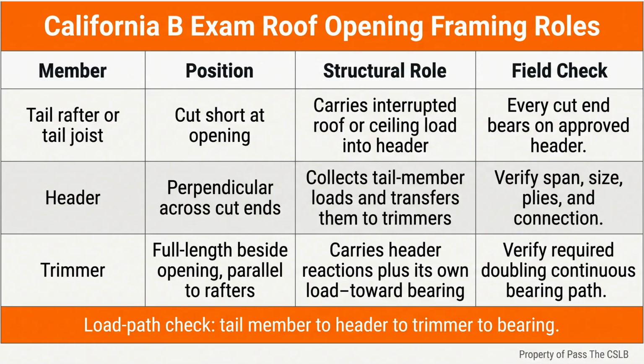A roof opening does not make the roof load disappear. It changes the route. That is the central idea I want you to carry through every skylight, chimney, and framed roof penetration. The rafters that used to run continuously toward bearing are interrupted. Their load still has to go somewhere, so the opening needs a deliberate path around the void and back to reliable bearing.